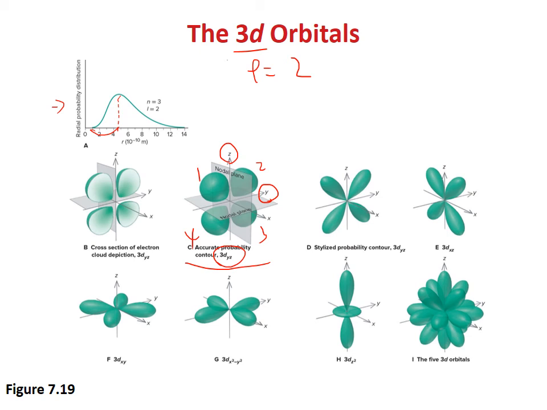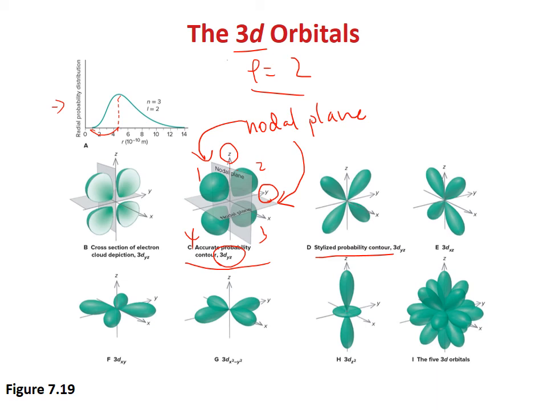Also notice that there are two nodal planes. So one is this one, where there's no probability to find the electron, and there's another one here. So for this orbital 3dyz, the nodal planes are plane xz and plane xy. Now this is the stylized probability contour of 3dyz.